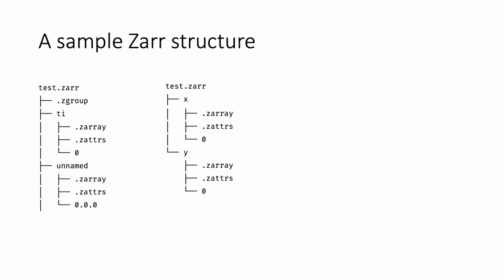Can everyone read this? I tried to zoom in as much as I could. This is my top level directory. It's called test.zarr. Inside here, I have a file called .zgroup, and I have a bunch of folders, but each folder is equivalent to either a group or an actual array.